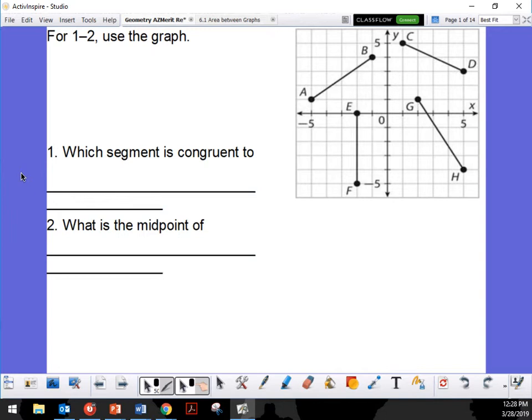Which segment is congruent to, and in this case right here, I'm going to be working with EF. So it's not on my thing, but it's going to be EF. There we go. EF. If you saw this on the test or AZMerit, what would you do to try and solve for this? What did we do when we actually had this before, when we were talking about congruent segments? What did we do in class? No, it is going to be rigid, but what? I heard something.